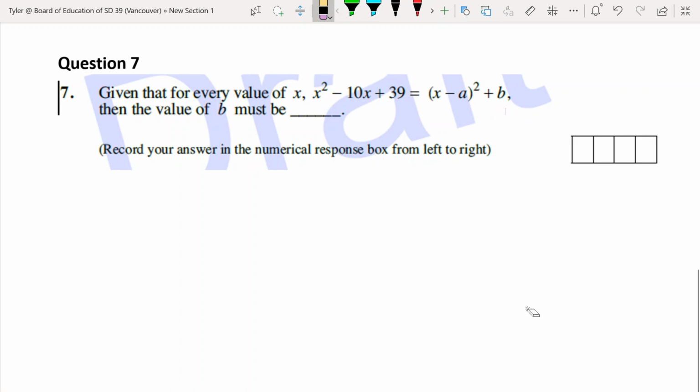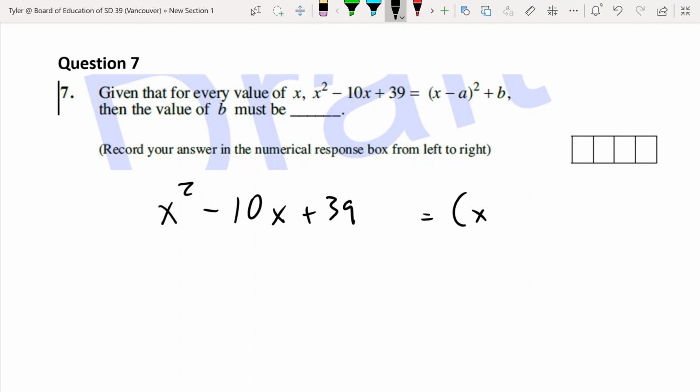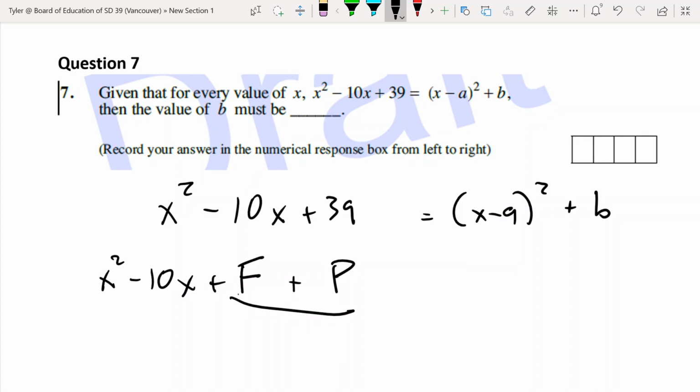So what I'm going to do is start. Let's write it a little clearer. X squared minus 10x plus 39 is the same as (x minus a) squared plus b. So let's think of it this way. I'm going to actually break this up. X squared minus 10x, okay, plus something. Let's call it, I don't know, f, okay, plus, I don't know, p. These two, f and p, are going to give me the 39. I have no idea what they are right now.